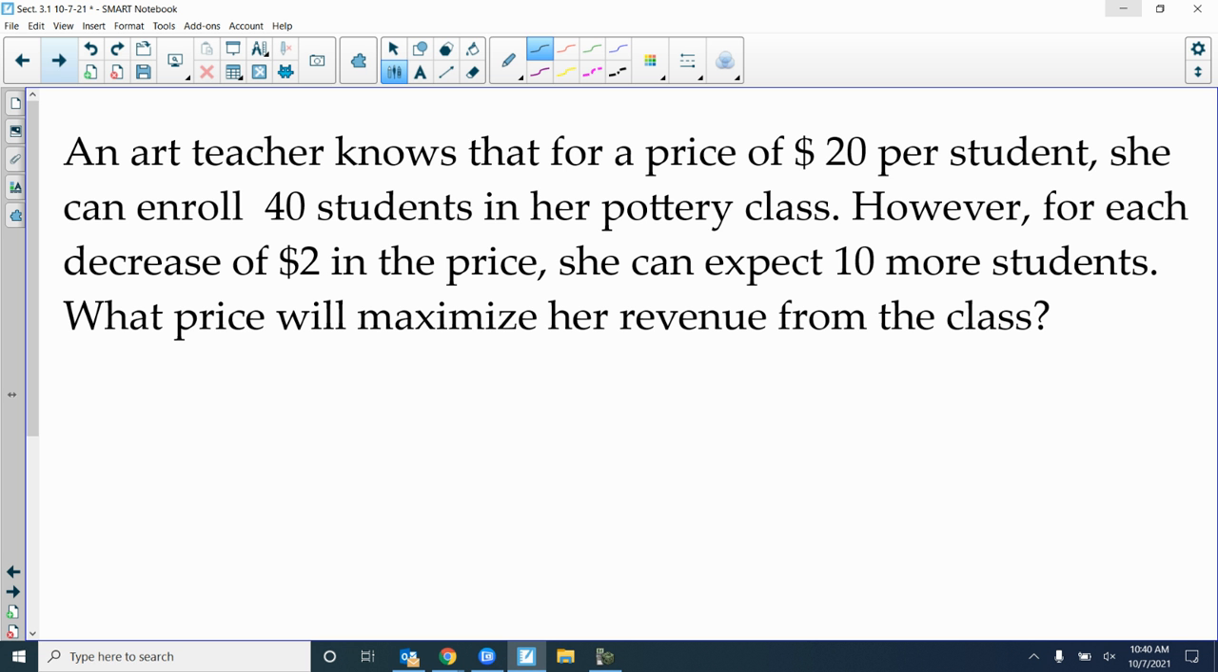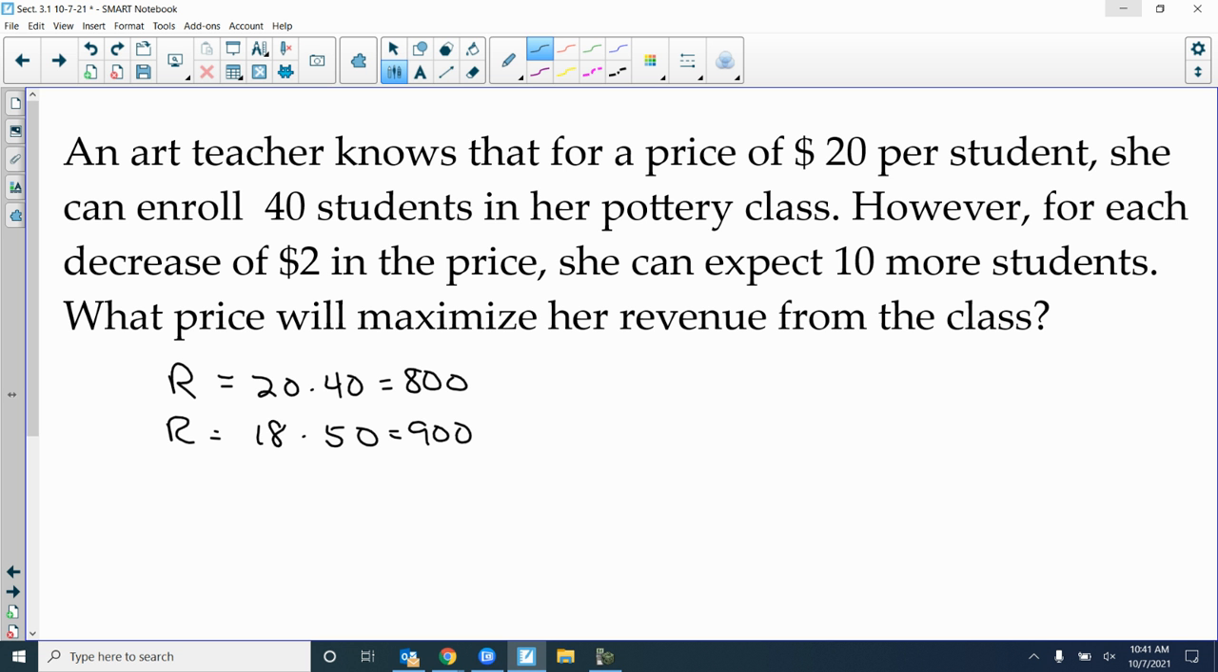All right, don't write anything down here, but just make sure you understand what's going on. So the revenue, I'll call R, is normally going to be 20 times 40, which is what? 800. So what happens if she decreases her price by $2? What does the price go to? Goes to 18. What does the number of students go to? 50. What's 18 times 50? 900. He says 900. So would it be smart for her to decrease the price if she wants to make money?